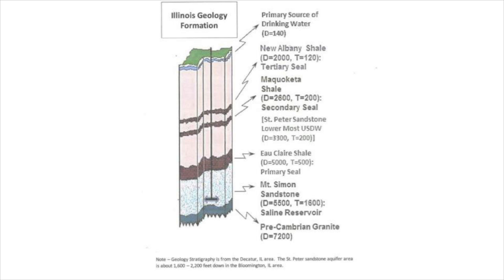This slide is a representation of what the geology in central Illinois looks like. The measurements of how far from the surface are for Decatur. These different formations are closer to the surface the farther north you get. So don't worry about the distances. What I really want you to look at are the different formations. On the very bottom is this Precambrian granite. That is a solid rock, okay? And it's not going anywhere.